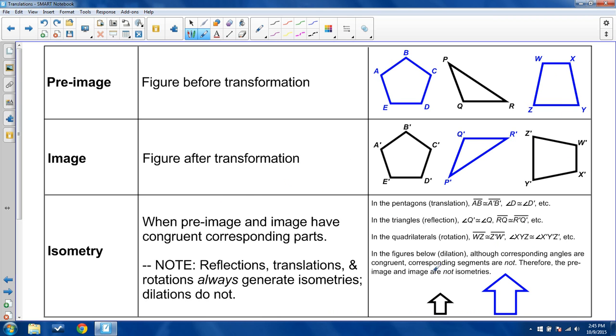Now, one that is not congruent is the dilation. Dilation is when you take an object and you grow or shrink it. Even if the angles end up being congruent, like this angle is congruent to this one, well, this segment is no longer congruent to that one. So they are not called isometries anymore because these figures are not congruent to each other, even though they do have corresponding parts, but they are not isometries.